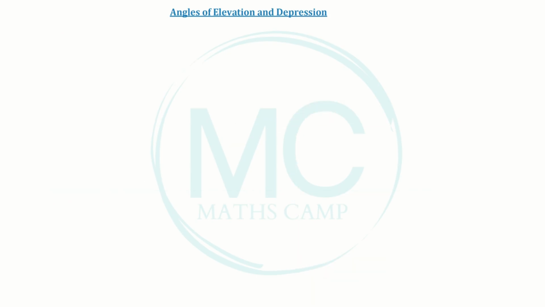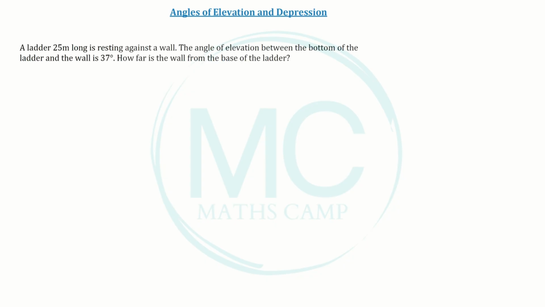Let's look at some examples of how we can work with angles of elevation and depression. A ladder 25 meters long is resting against a wall. The angle of elevation between the bottom of the ladder and the wall is 37 degrees. How far is the wall from the base of the ladder? Let's start by drawing a straight horizontal line for the ground. Then we can draw a vertical line for the wall. The ladder is leaning against the wall, so let's draw a ladder over here.